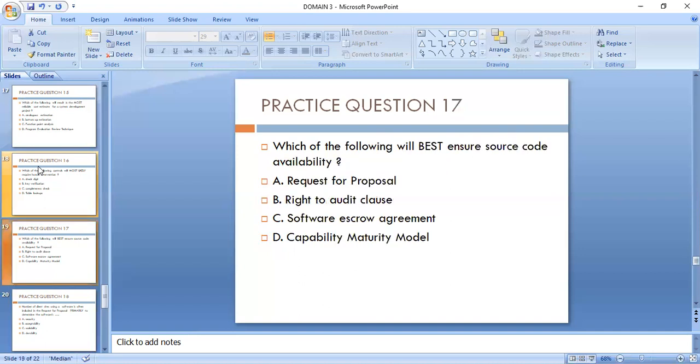Okay. 17. Which of the following would best ensure source code availability? A. Request for proposal. B. Right to audit clause. C. Software escrow agreement. D. Capability maturity model. Of course, the answer is C. You need to know it, it's very crucial for the system examination.